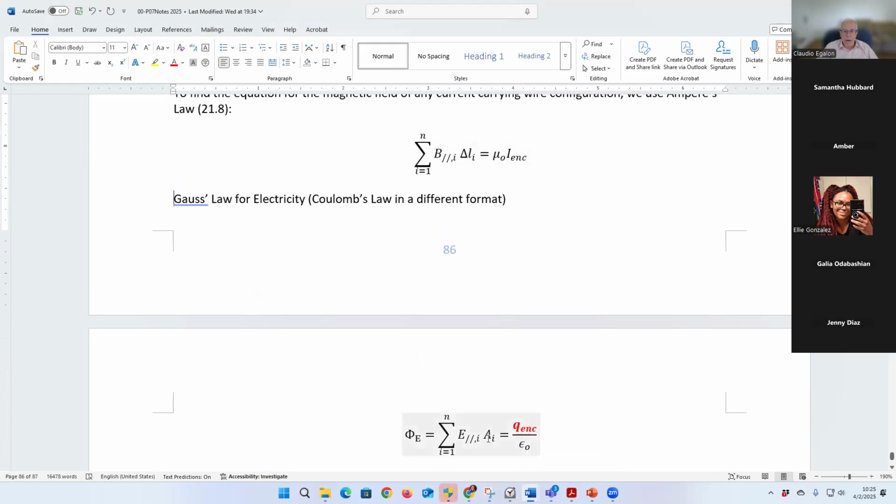Instead of an area vector, now we are going to have a loop. So what we do is create a loop enclosing a current carrying wire, and we multiply this loop by the magnetic field. We're going to do some examples and you're going to understand that, okay?